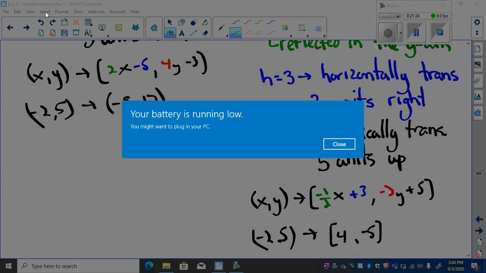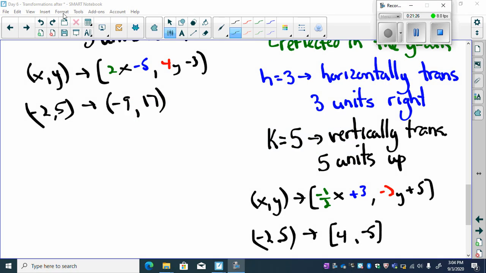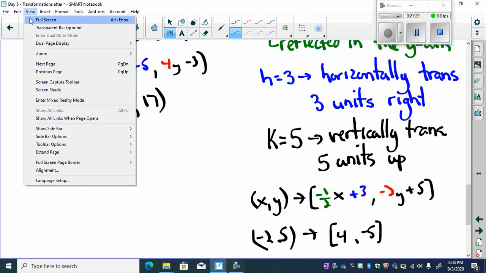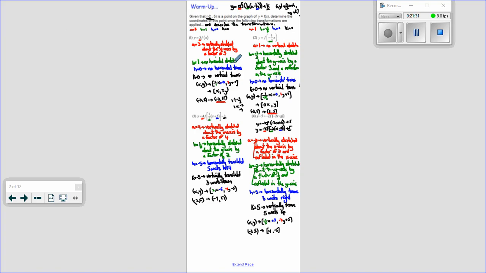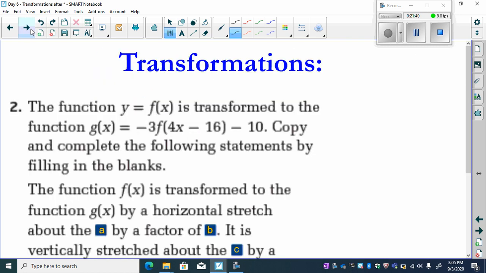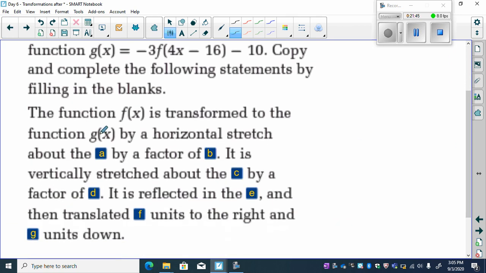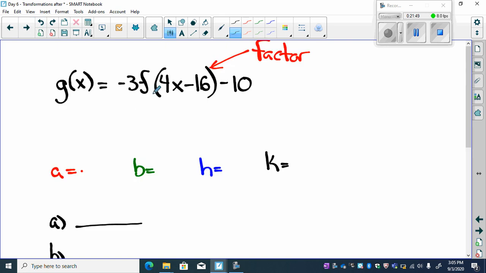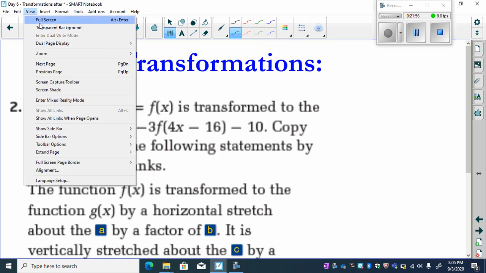So I encourage you to have a look at all of this. I know it's hard to read, so maybe go into your Teams app and look at the notes. But I want you to get into the habit of describing the transformations so that you can do this. I want you to just fill in the blanks. So take this equation, put it in standard form by factoring. Pick out your A value, B value, H value, and K value, and then fill in the blanks.